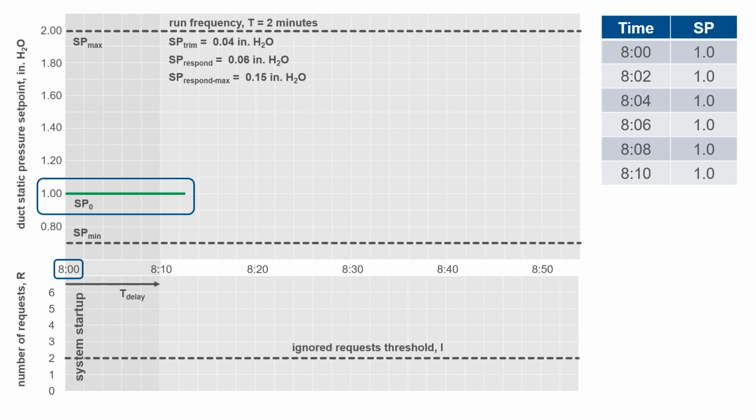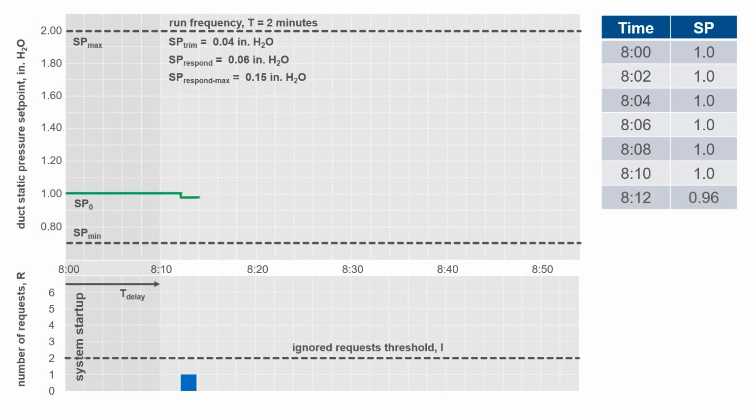Since the run frequency is every 2 minutes, at 8:12, the system makes its first change to the static pressure set point. Since there are 0 requests, the system trims by subtracting the trim amount. The system trims again at 8:14 because the requests are not greater than the ignore threshold. At 8:16, the number of requests is greater than the ignore threshold.